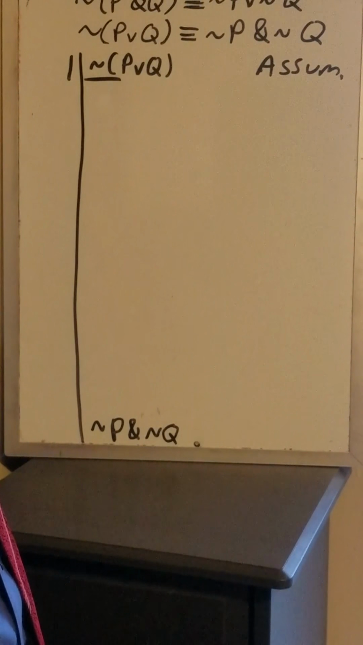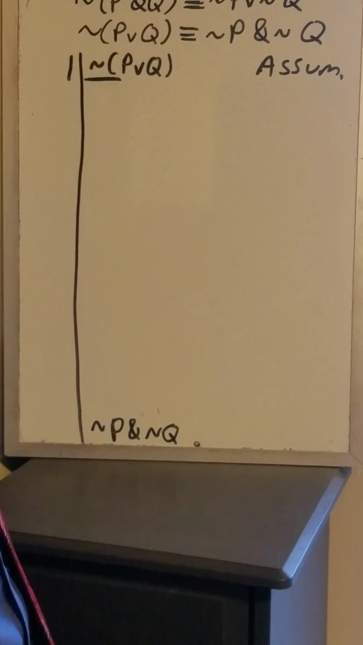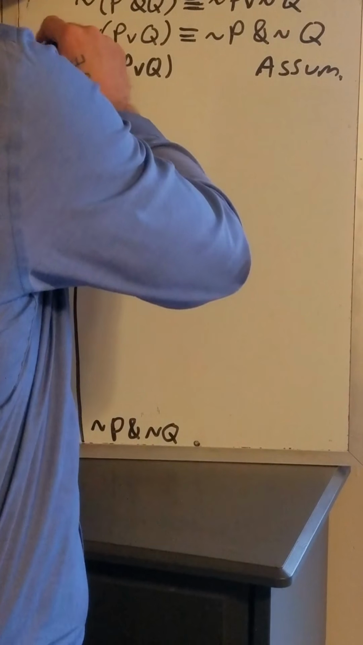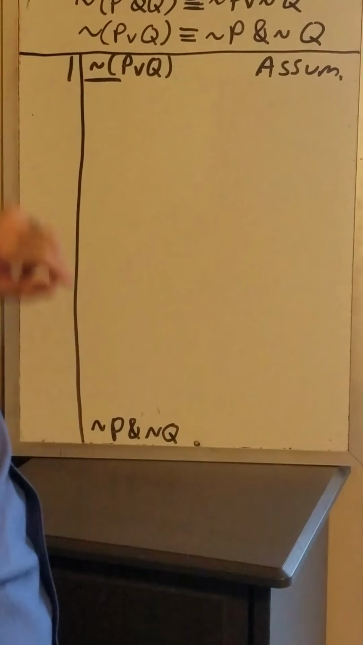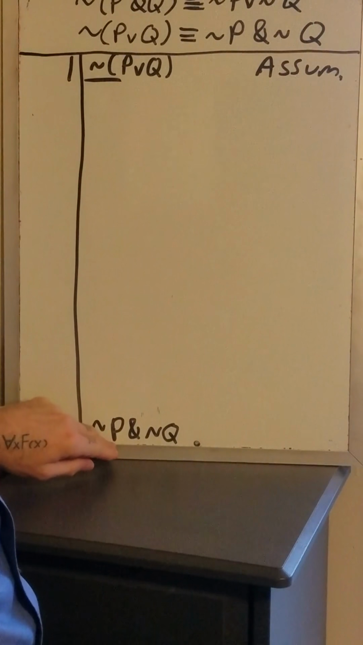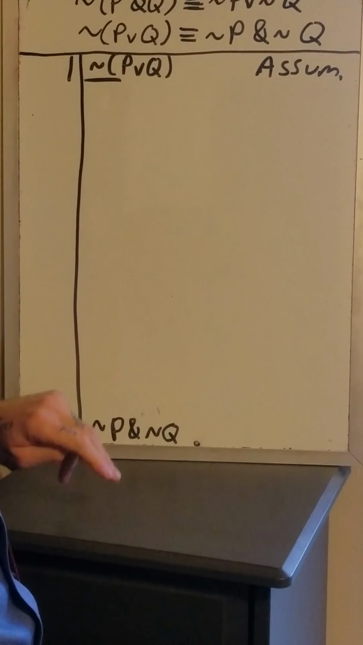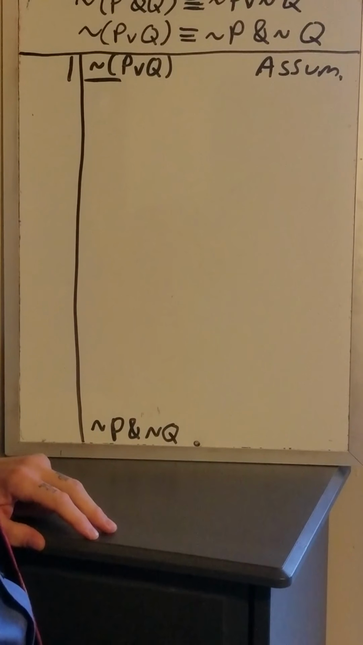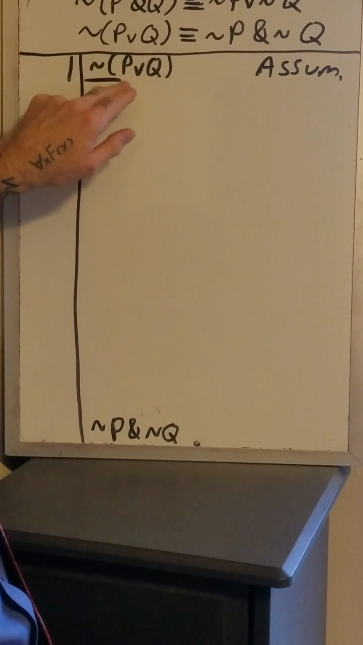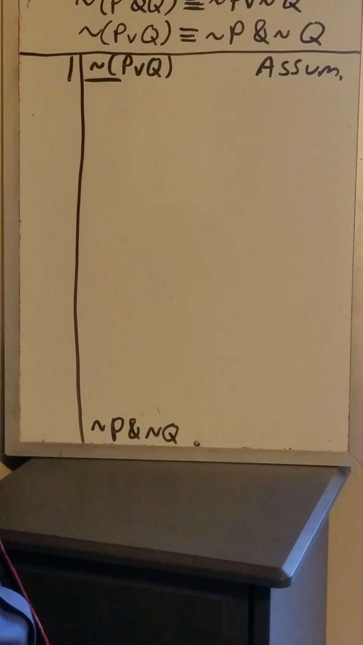Okay, so I think the easiest way to do this direction is going to be to show that we can't have P and then show that we can't have Q. And the reason that we can't have P is if we assume P, we can use disjunction introduction to get this and we'll have a contradiction. So let's go ahead and show that.